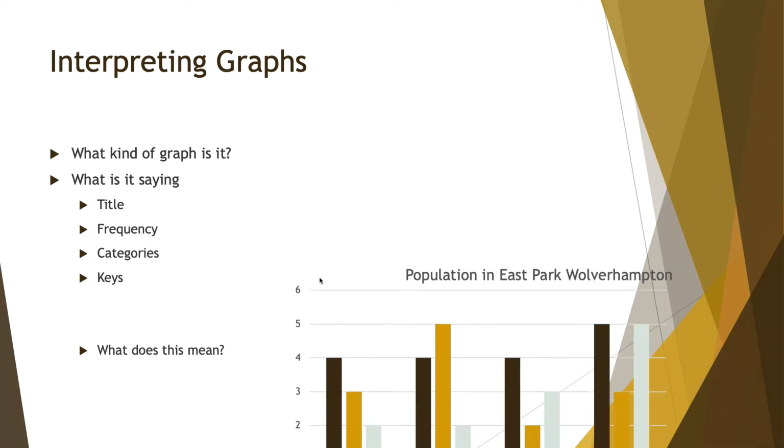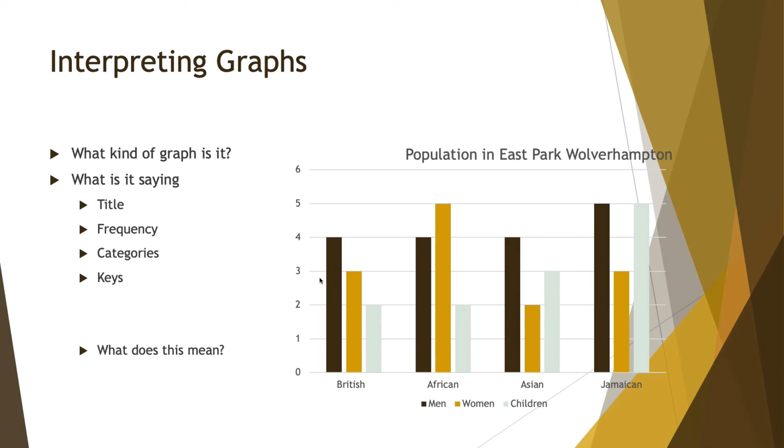Okay, so when you've figured out what it's saying, what the title is, how many times it occurs, what the categories and keys are, then you can start to ask the question, what does this mean? Can I see health inequalities here? Why does health inequality exist here? Okay, so this is a made up graph.